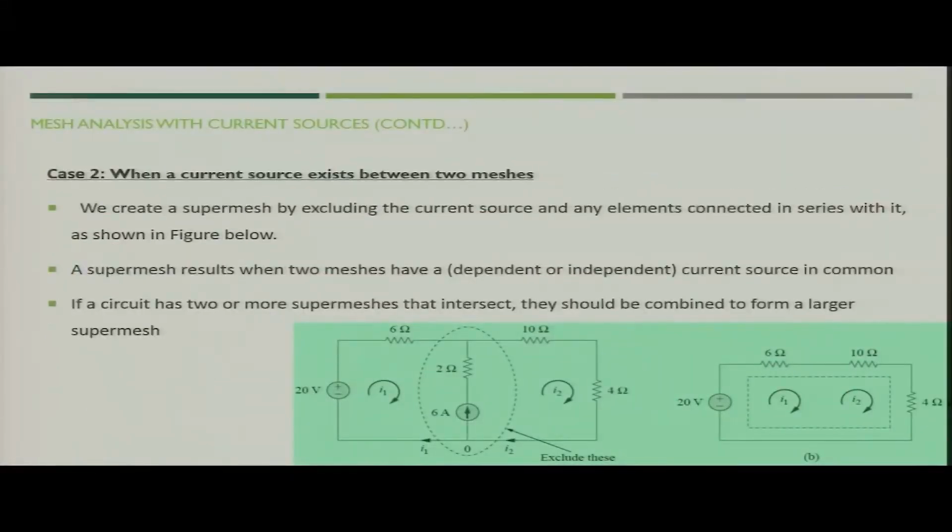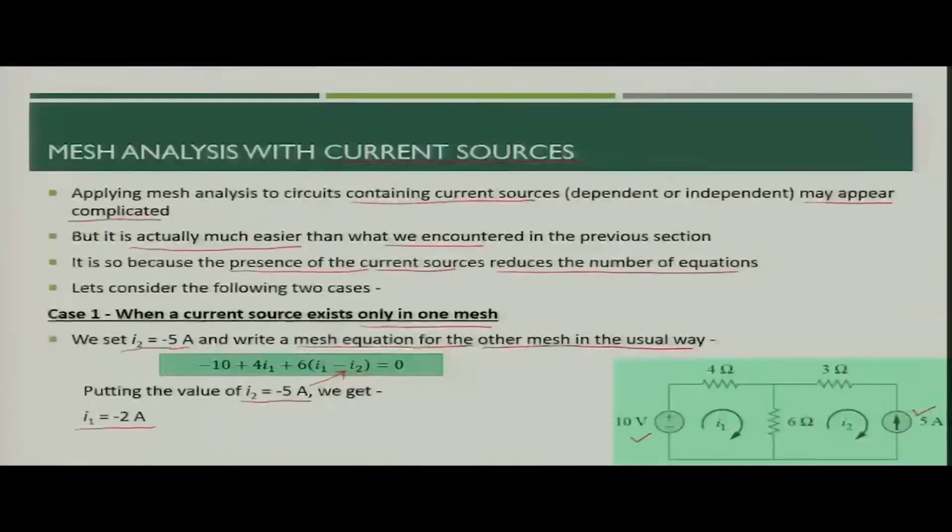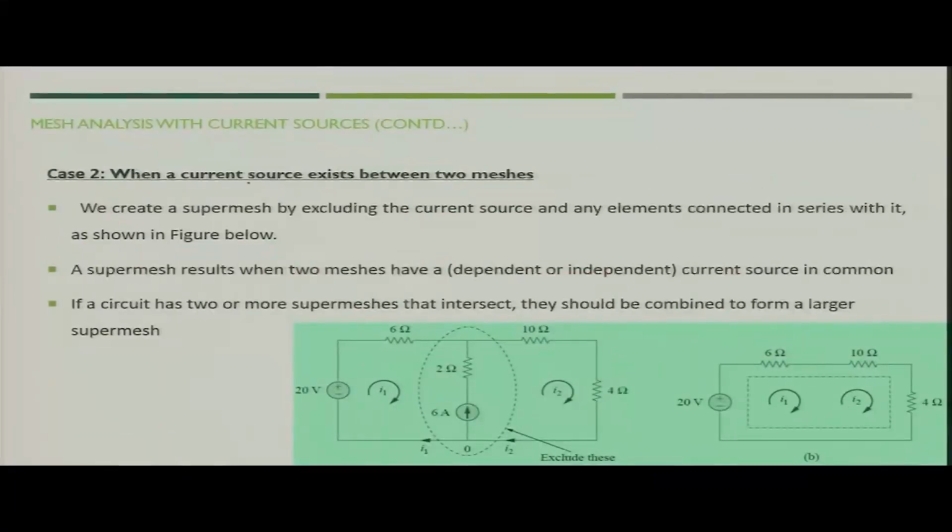Now, that particular case was relatively simple, because the current source was in only one mesh. But suppose the current source exists between two meshes, where both of the meshes are sharing the current source, then what do you have to do? You have to analyze the circuit by creating a super mesh.